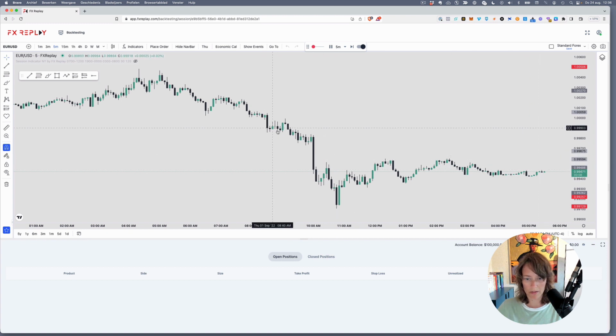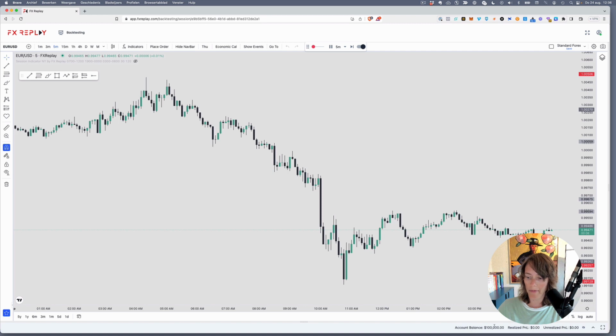We already missed this day, I see. I should have put the date on August, but that's fine. As you can see over here, we have an account balance of 100K. This is, of course, one of the challenges you can buy. I will make this a little bit smaller so you can see the balance below here.